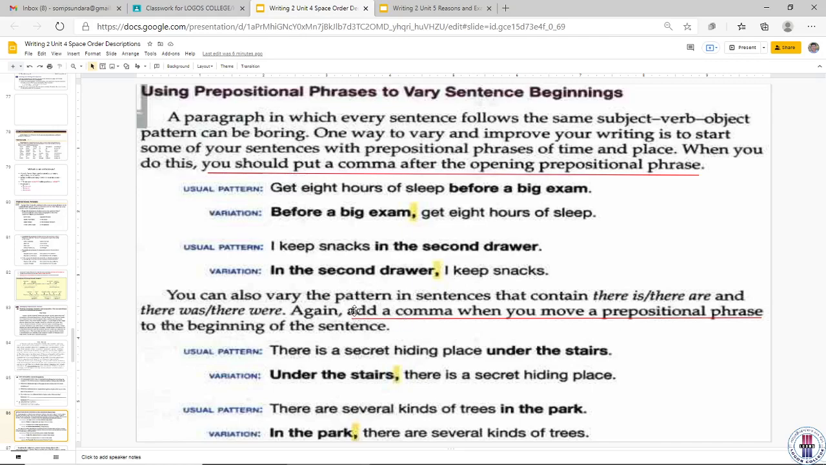Same thing with there is, there are. You add a comma when you move a prepositional phrase to the beginning of the sentence. There is a secret hiding place under the stairs. Under the stairs, comma, there is a secret hiding place. There is, there are.